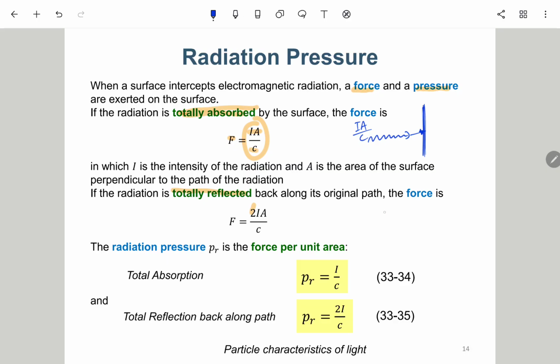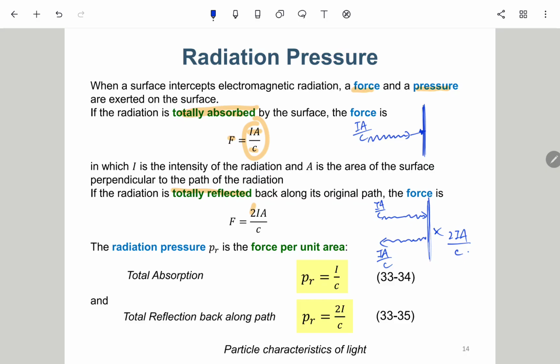But if it is totally reflected, you need to generate something back. So this is IA over C, and this is IA over C again. So this thing should be 2IA over C. Because there comes the IA over C, and then you give it back. You need to reflect it, so this will be a double.